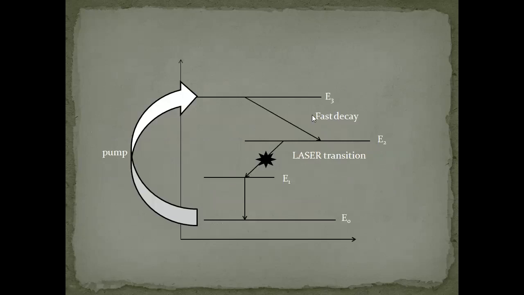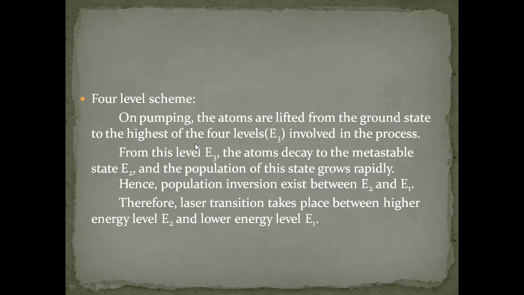In this figure, you can see the metastable state and the ground state. We have introduced one more energy level in between the metastable state and the ground state so that the process becomes continuous. Due to pumping of atoms from the ground state, all the atoms get pumped to the highest energy level, E3, which is a normal energy state. So atoms decay to the metastable state E2, where the atoms get accumulated. Hence, population inversion is created between E2 and E1, and laser transitions take place between E2 and E1.